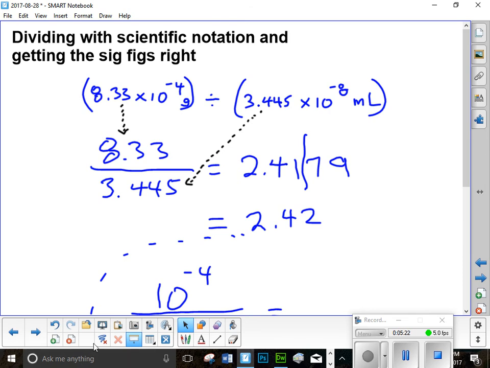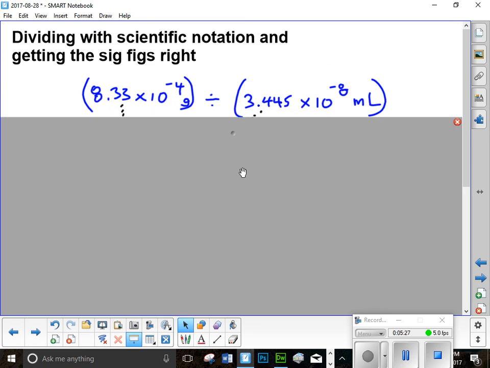Dividing with powers of 10. That's a little different animal. A little bit different. So here we are with a division problem.